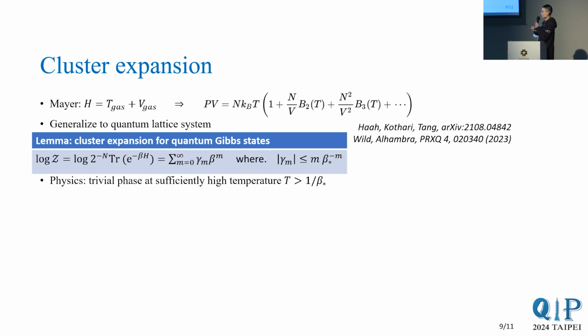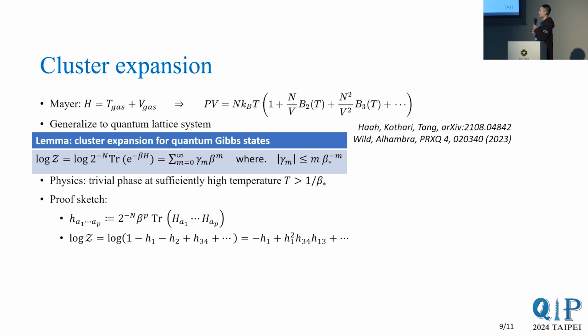where this lemma would be that the log of the partition function, you can always expand it in a convergent series of the inverse temperature beta, as long as beta is smaller than some order 1 constant beta star. So the physics is just to say that any geometrically local Hamiltonian is in the trivial phase at sufficiently high temperature so that everything is analytic. Okay, so in a nutshell, how does one prove this? The idea is relatively straightforward.